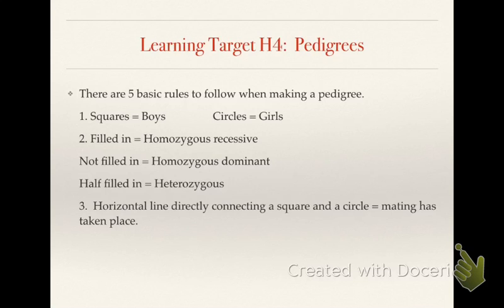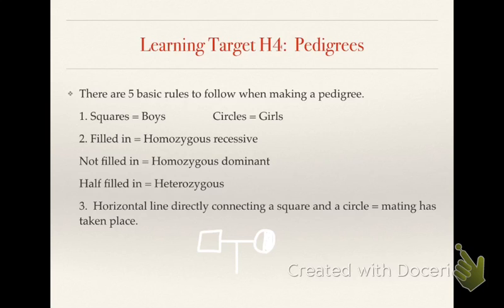If there's a horizontal line that directly connects a square and a circle, mating has taken place. So if you see a square and a circle that looks like this, here's my male and here's my female. Let's make her heterozygous and say that he's homozygous dominant. If we directly connect them like this, it means they're mating, and their offspring would be an offshoot of this mating.